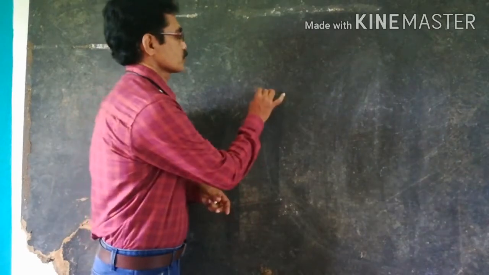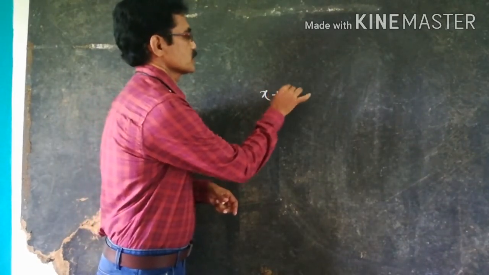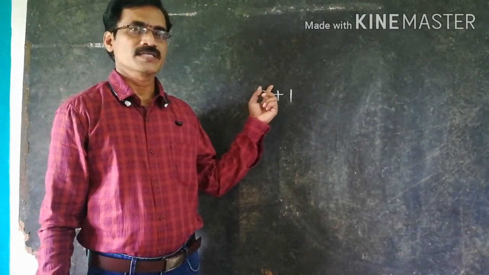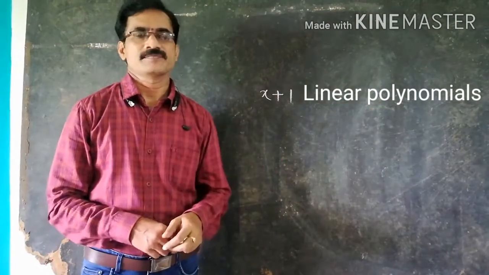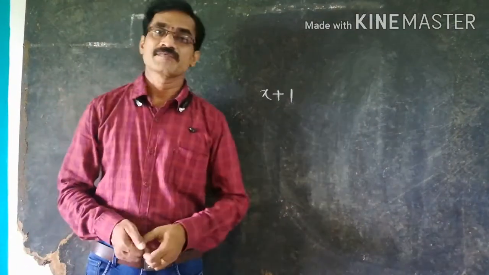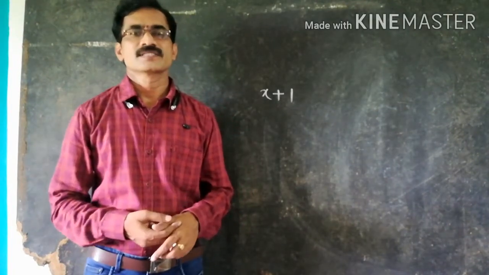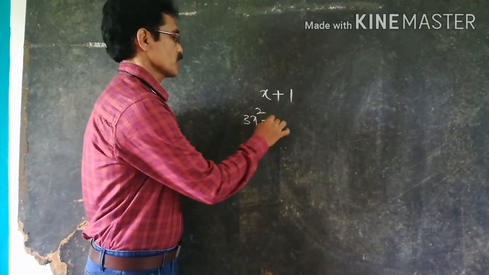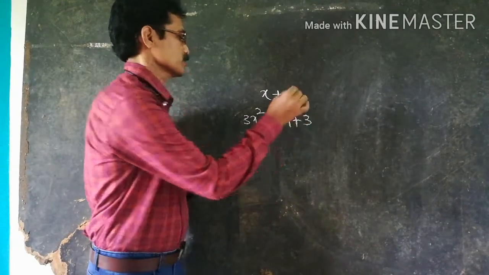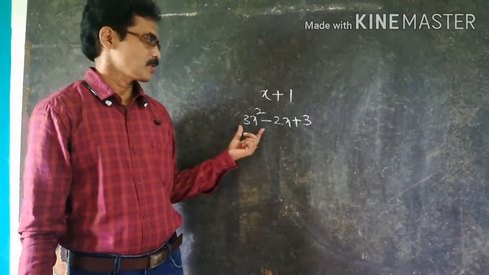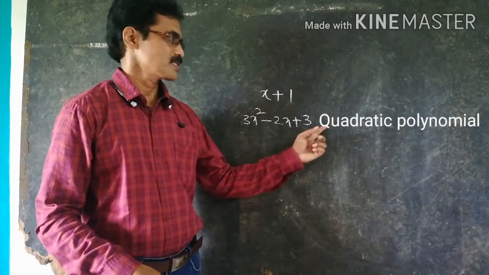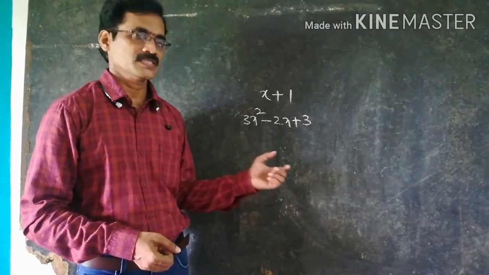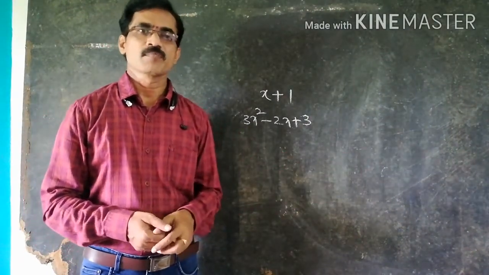For example, x plus 1. It is a polynomial, its degree is 1, so it is called a linear polynomial. And if the degree of the polynomial is 2, then it is known as a quadratic polynomial. For example, 3x squared minus 2x plus 3. Here the degree of the polynomial is 2, so it is a quadratic polynomial. According to the degrees, these are the categories of the polynomials.